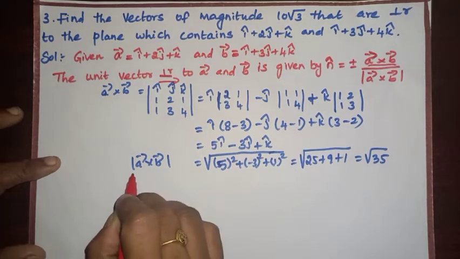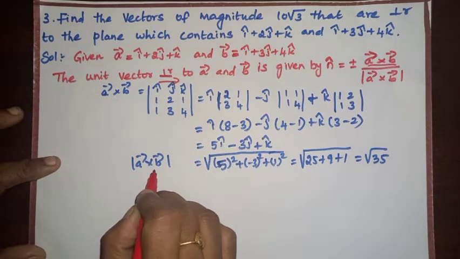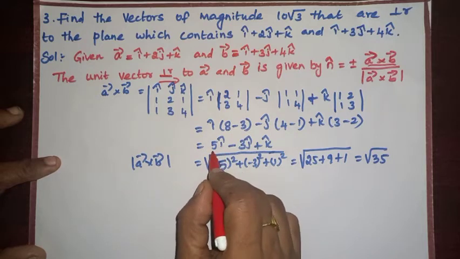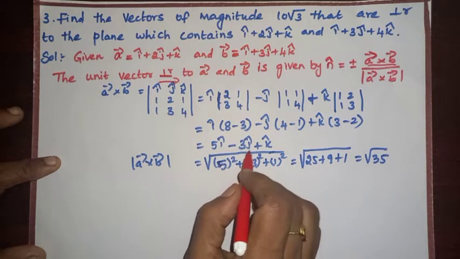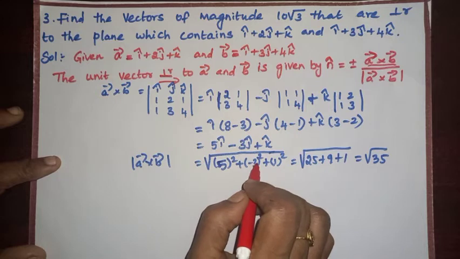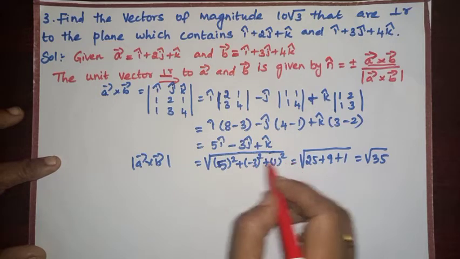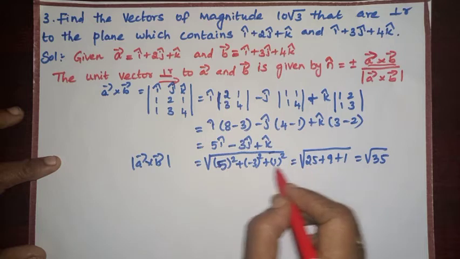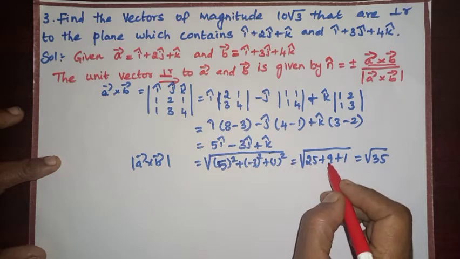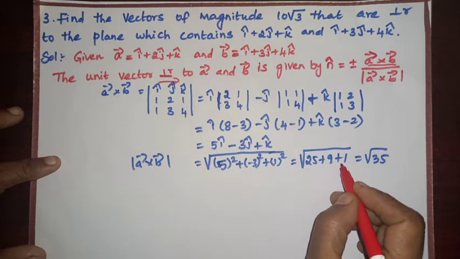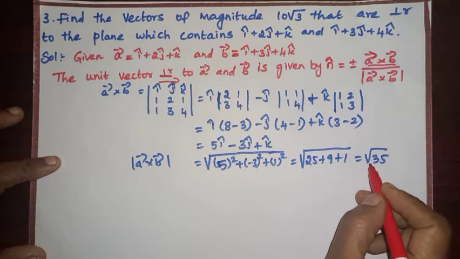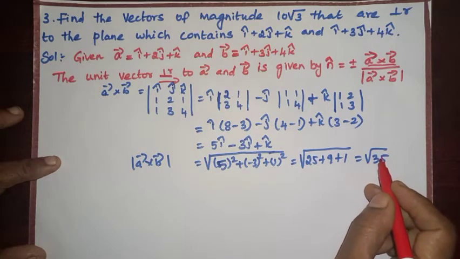Next we need to find the magnitude of vector A cross vector B, which is equal to the square root of coefficient of i is 5, 5 square, plus coefficient of j is minus 3, the whole square, plus coefficient of k is 1, the whole square, which is equal to 5 square is 25, minus 3 the whole square is plus 9, plus 1 the whole square is 1. 25 plus 9 plus 1 is square root of 35.